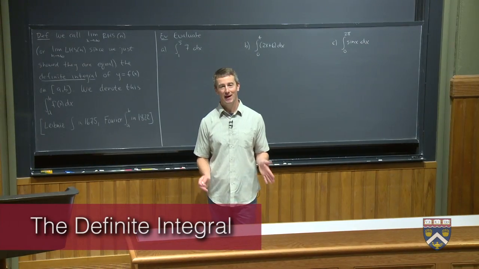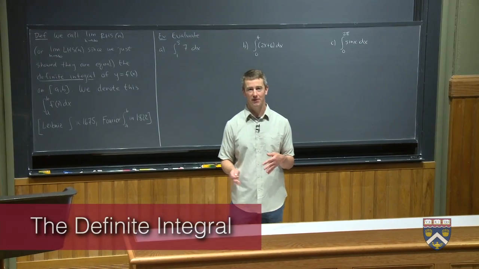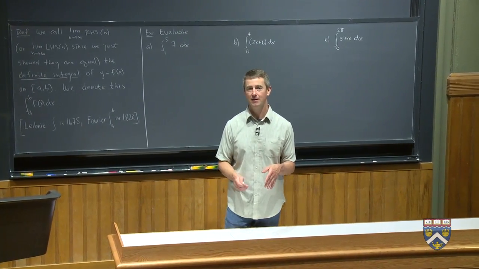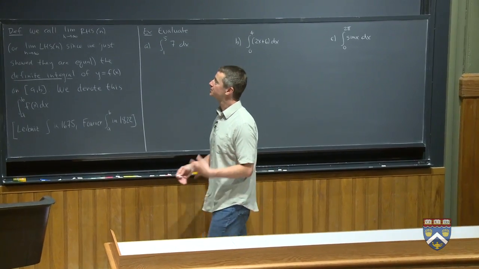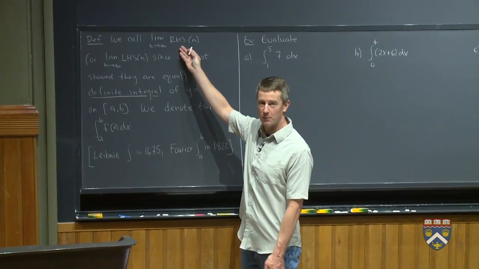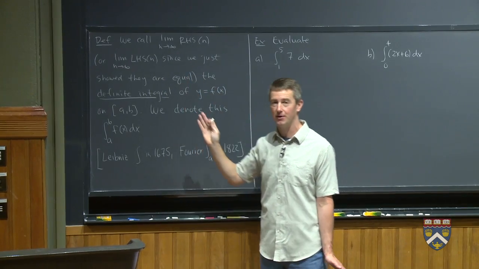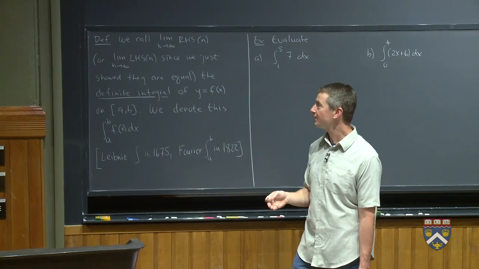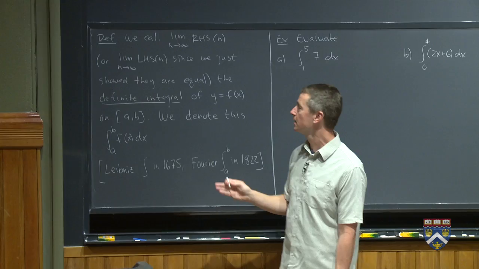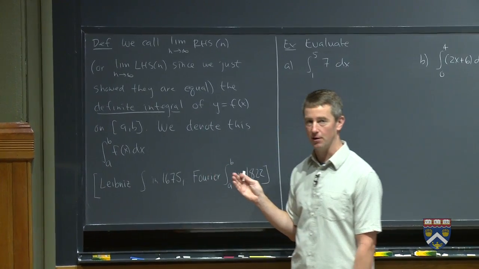So now that we know that the limit of the right-hand sum and the limit of the left-hand sum are exactly the same thing, we can give a name to this. We call the value that we get when we take the limit as n goes to infinity of the right-hand sum, which is the same as the limit as n goes to infinity of the left-hand sum, we just proved that those are equal, we call this the definite integral.